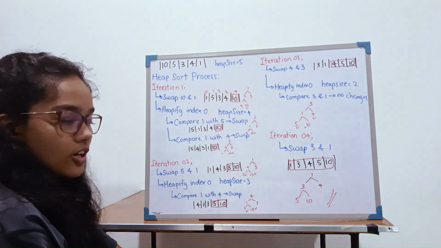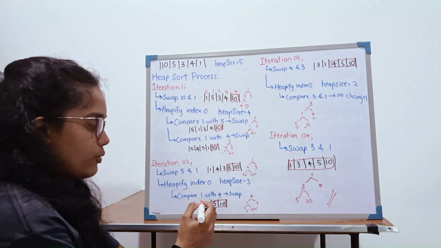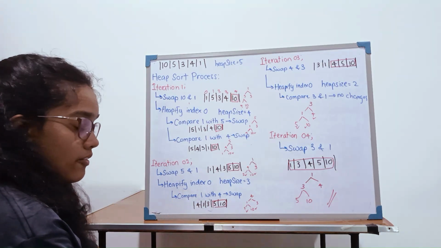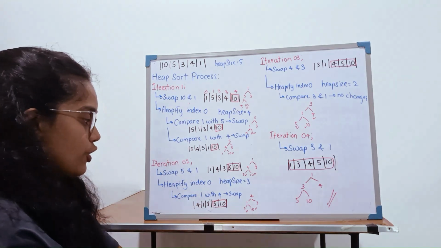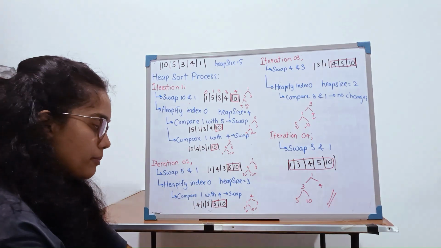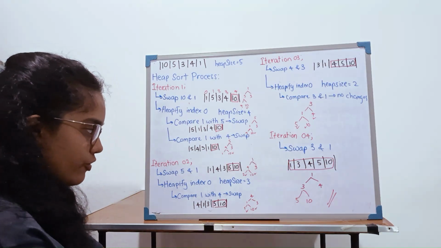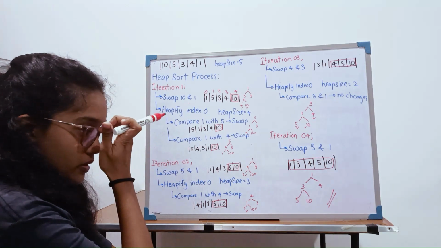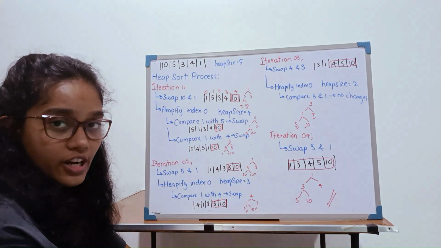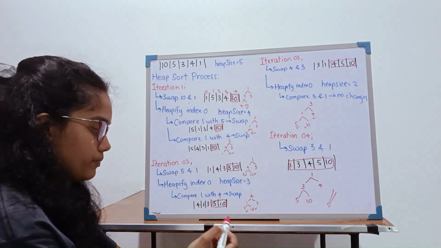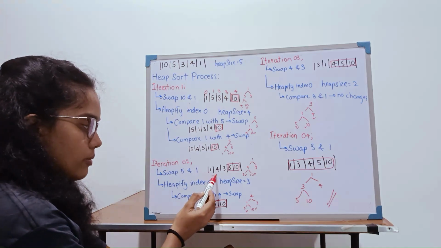Now we are heapifying down our new root. Our heap size is now 3. So now we are comparing 1 with 4. Since 4 is greater than 1, we are swapping these two.